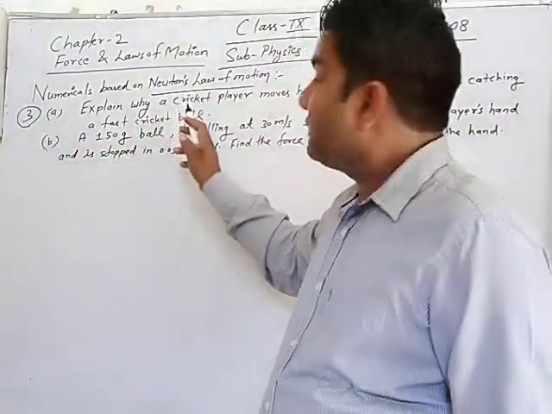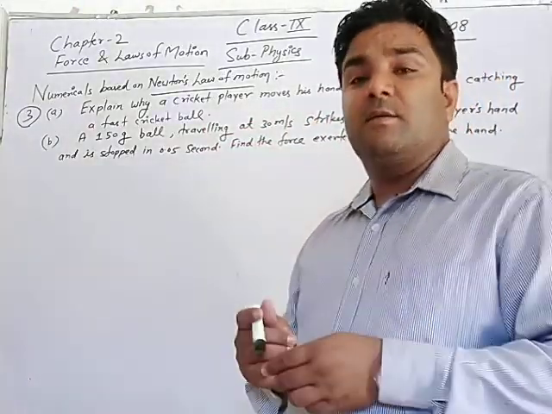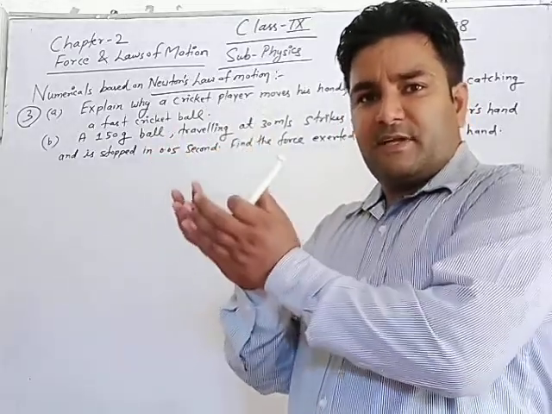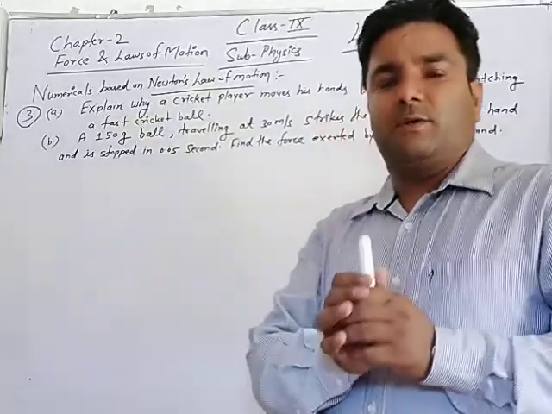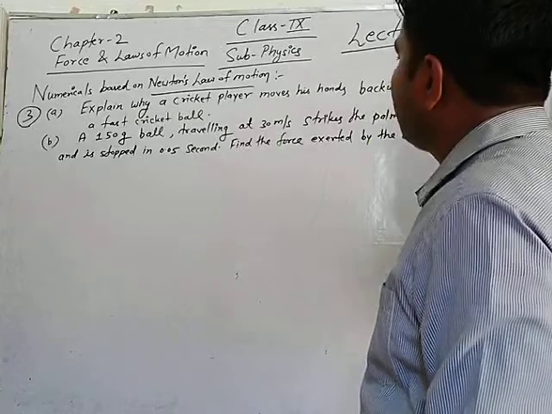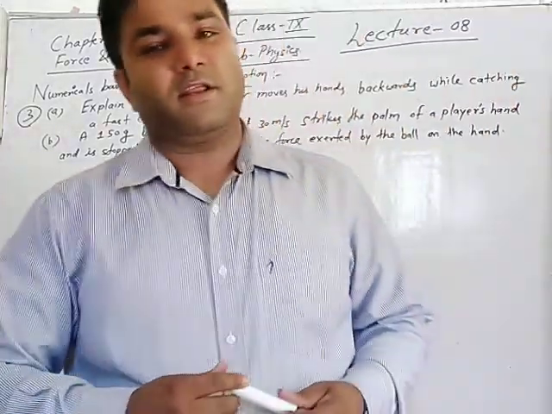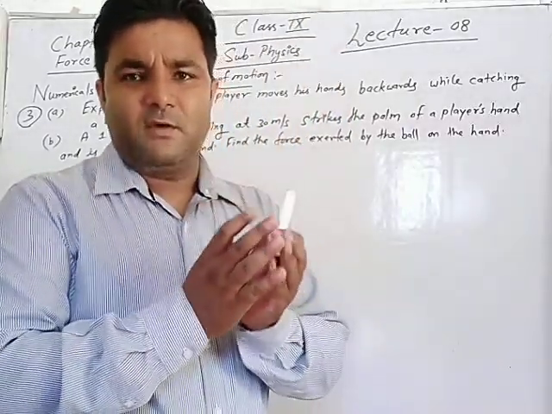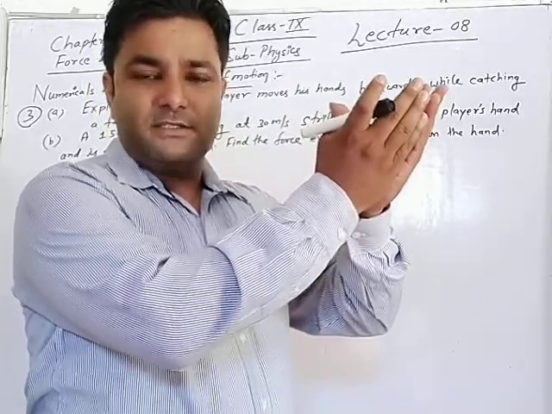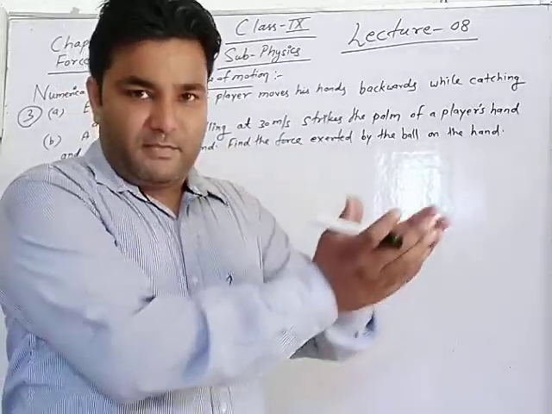Explain why a cricket player moves his hands backwards. In case of catching the ball, we always observe that players, when catching the ball, pull their hands backwards, or move their hands backwards while catching a fast cricket ball. In a cricket match, when the player wants to catch the ball in an easy way, then during the catch the hands of the player always move backwards.